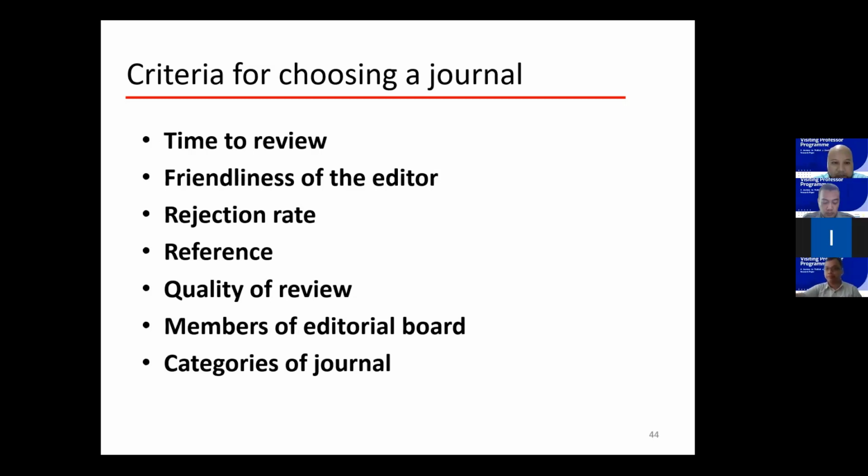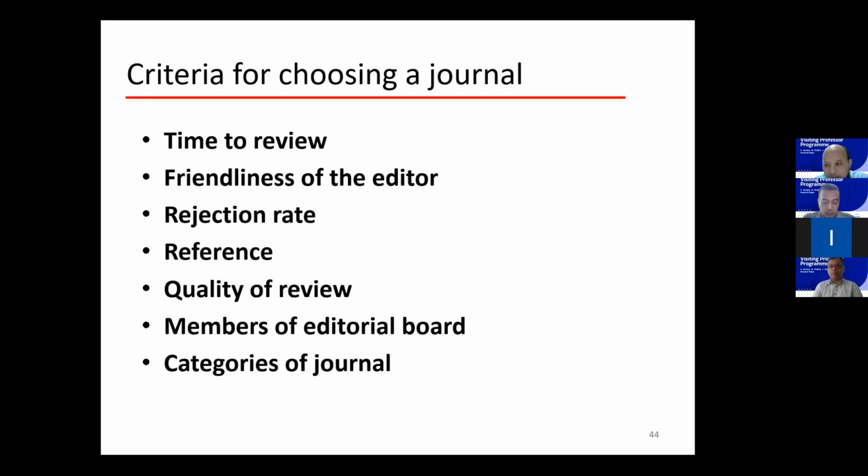Maybe you know about this already. Next, time to review, because some journals take a long time and some are very fast. Depending on your condition, maybe some students need to submit fast, so you need to find a journal that has some sort of deadline. For example, IET journal usually takes 3 months for the first review, the same as IEEE. They have their guidelines that reviewers need to follow.